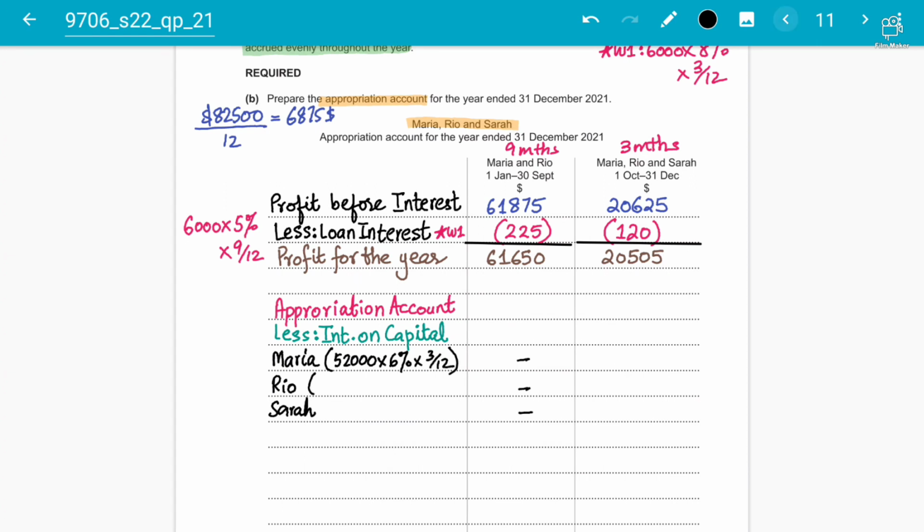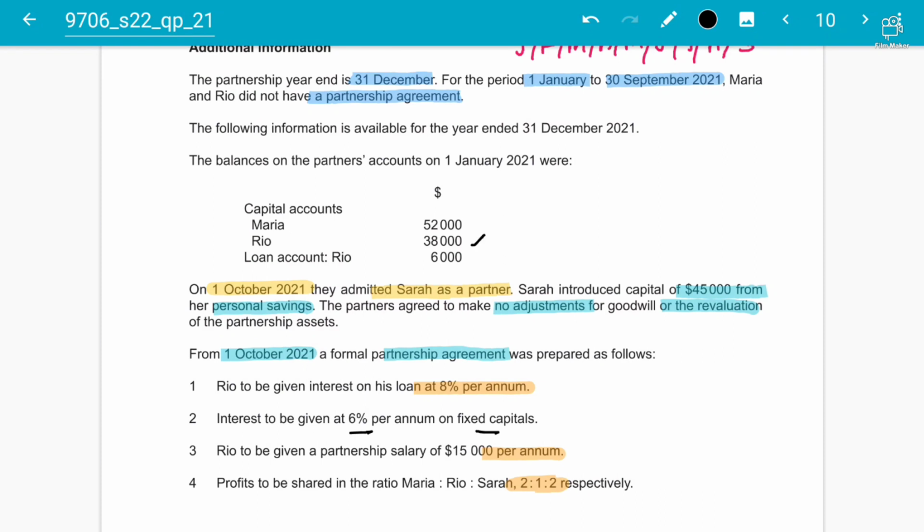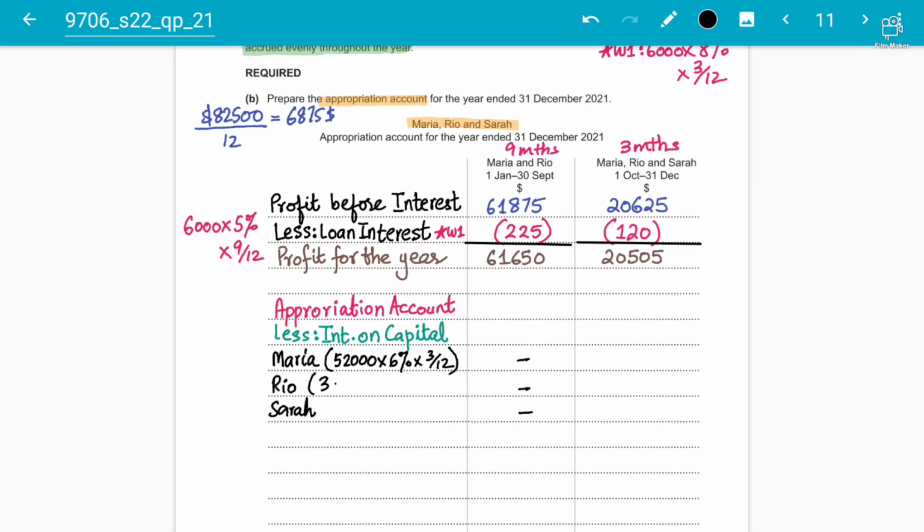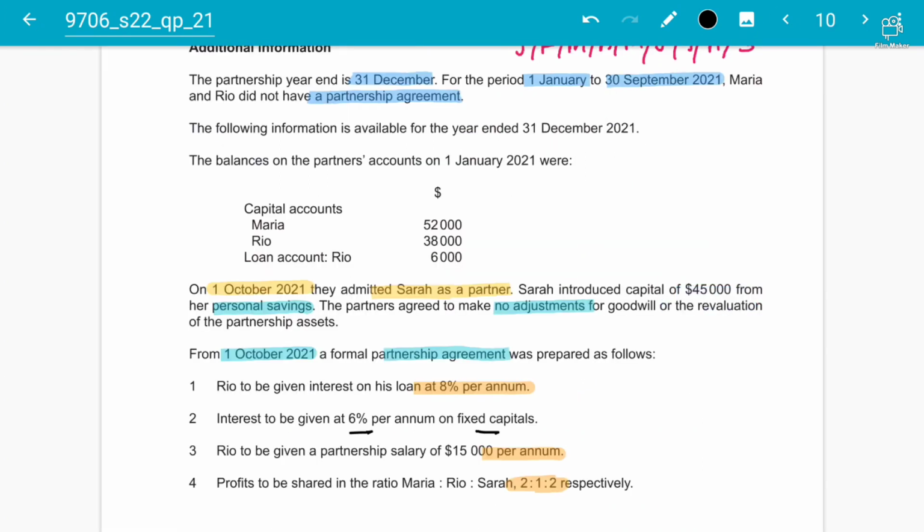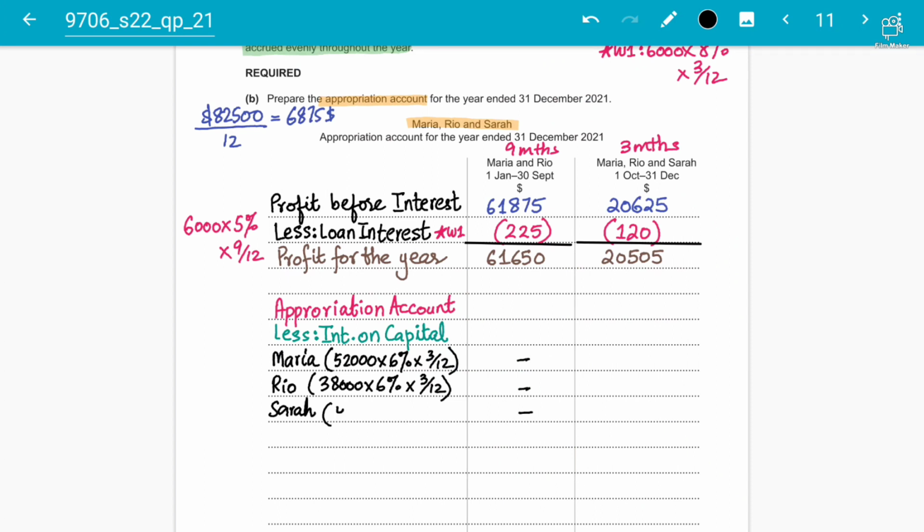Similarly, the other one is Rio, 38,000 is the capital for her, so 38,000 into the 6%, students, and again 3 upon 12. And Sarah is bringing in her personal savings as capital, so we can say 45,000 is the capital brought in. So 45,000 into 6% into 3 upon 12. So let's work it out in the calculator, all the values that we are going to get.